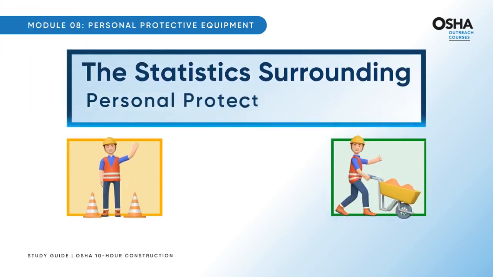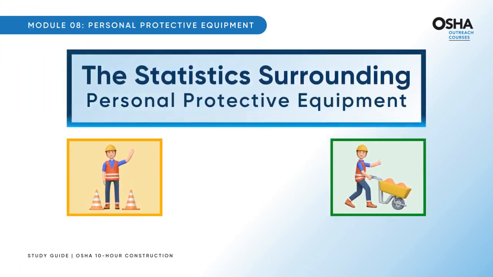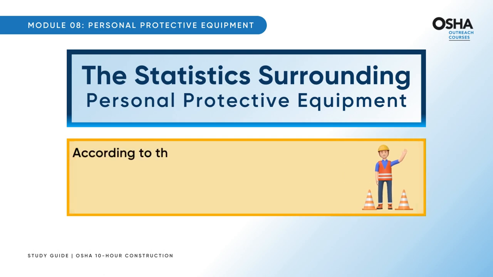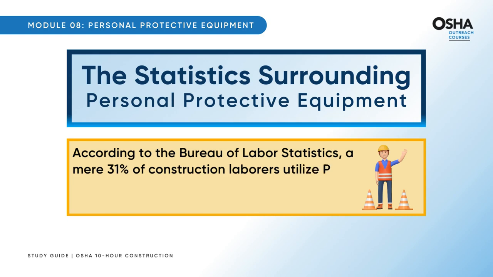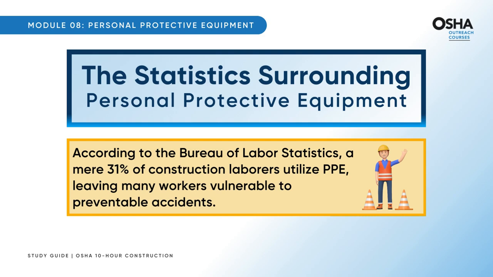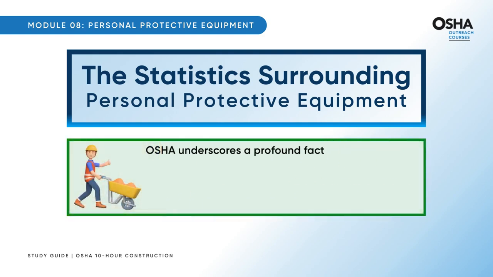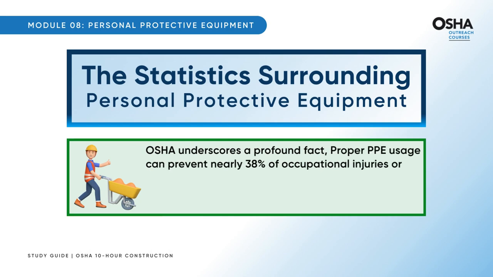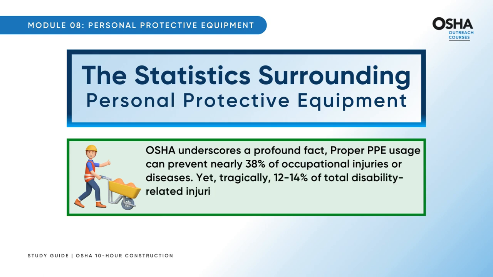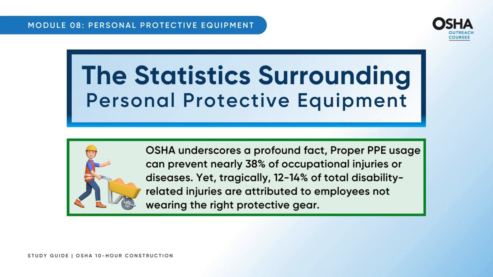The statistics surrounding personal protective equipment, or PPE. According to the Bureau of Labor Statistics, a mere 31% of construction laborers utilize PPE, leaving many workers vulnerable to preventable accidents. OSHA underscores a profound fact: proper PPE usage can prevent nearly 38% of occupational injuries or diseases, yet, tragically, 12 to 14% of total disability-related injuries are attributed to employees not wearing the right protective gear.